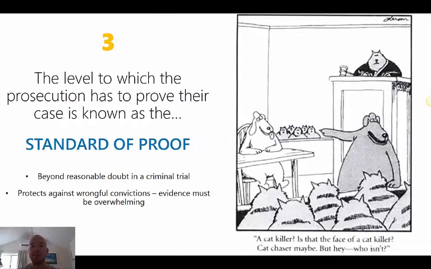Linked to this is key concept number 3, which is the standard of proof. This is the level to which the prosecution then has to prove it. In a criminal dispute, it is beyond reasonable doubt. Now, if we had to put a number figure on this, we're talking a jury needs to be like 98% certain that you committed the crime.